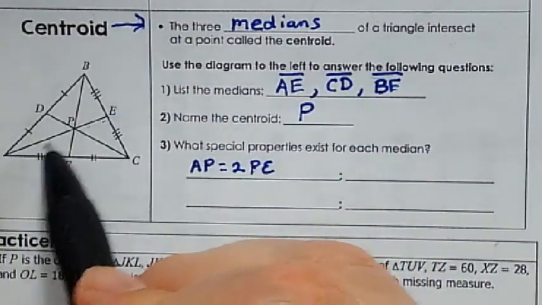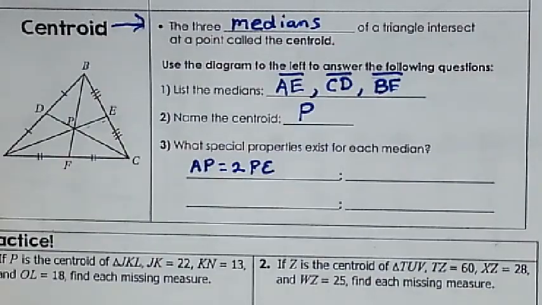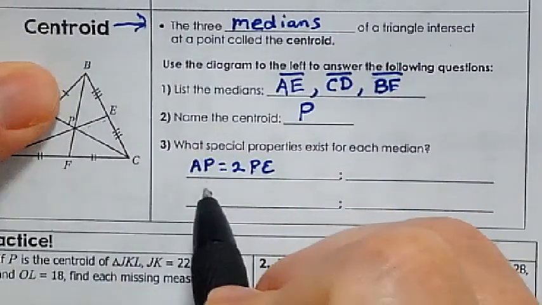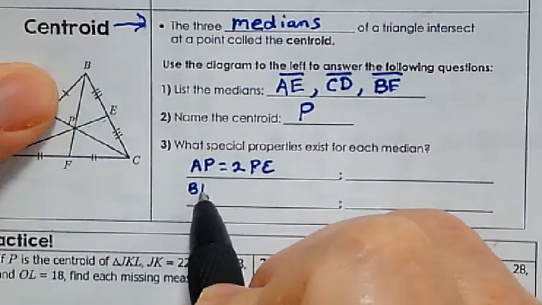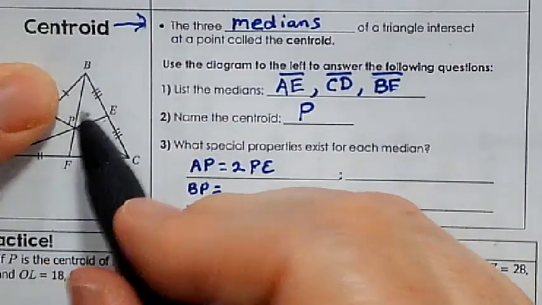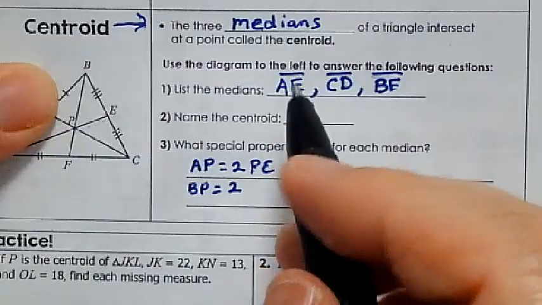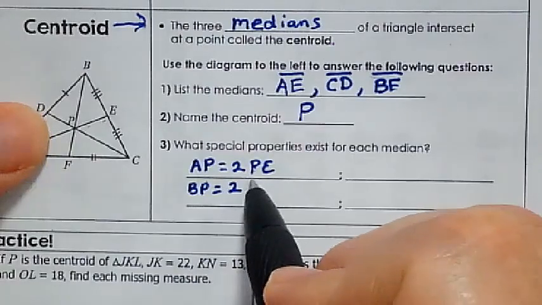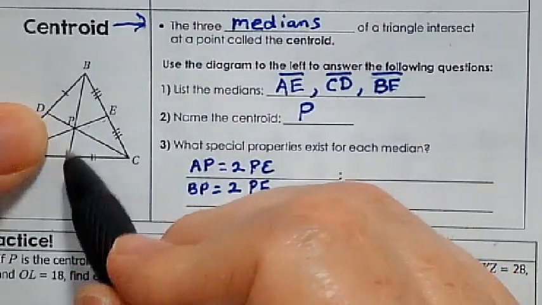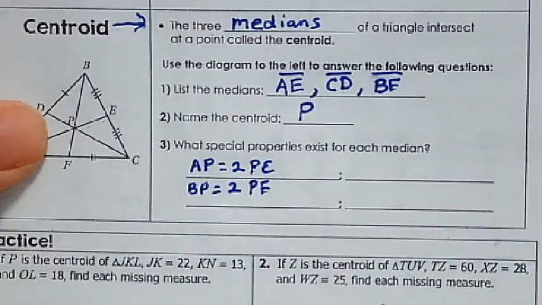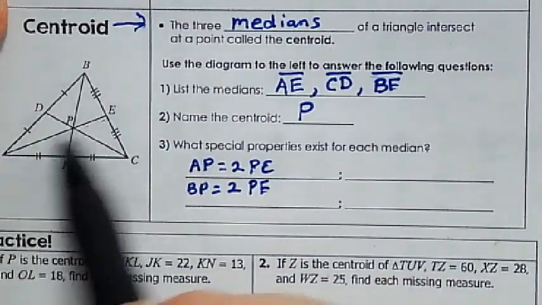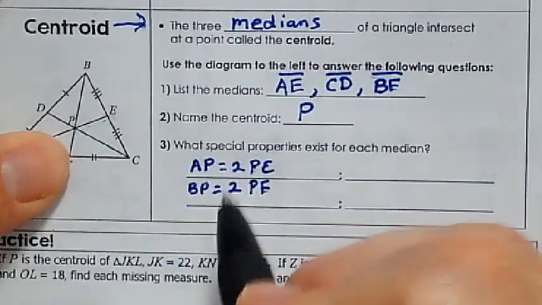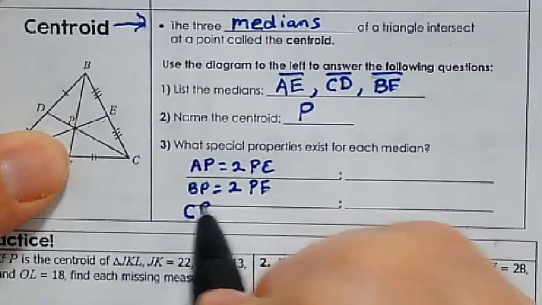You could also say, look at this one. For BF, the distance from B to P, since B to P is the long side, equals twice the distance from what? P to F, because PF is the short side. Remember, the long side equals twice the short side. Look at the third one. From C to D, we could say the distance from C to P, which is the long side, equals twice the short side. What's the name of the short side?